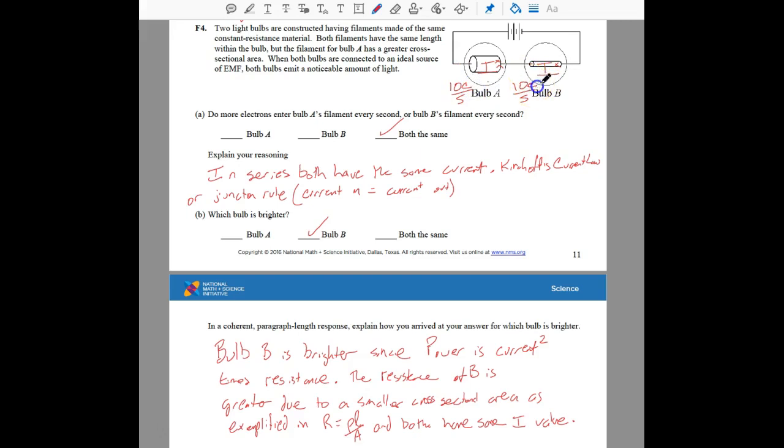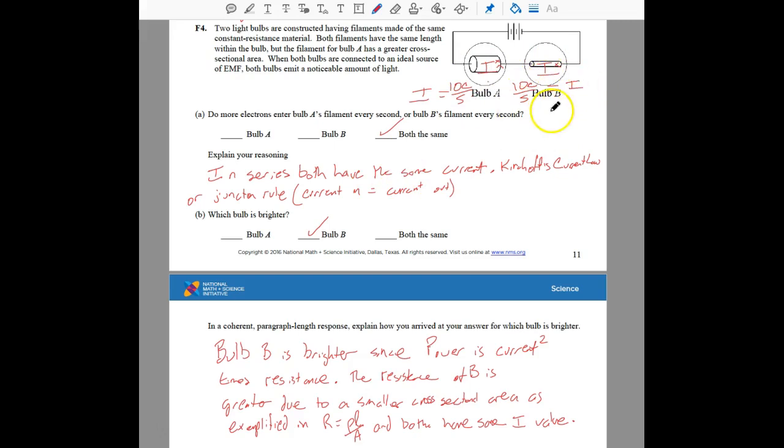So if I did 10 coulombs per second, remember that is current. Current is the flow of charge per second, Q over time. So both of these I's are the same in series, both have the same current, and that is due to Kirchhoff's current law or junction rule. Either way, whatever goes in has to be the same as what comes out. So if you have 10 coulombs per second here, you're going to have 10 coulombs per second here, and vice versa.